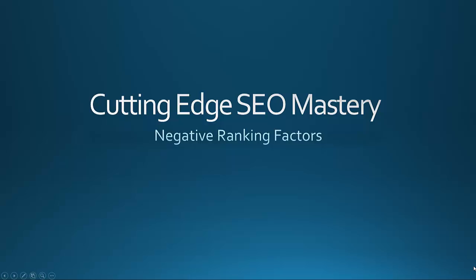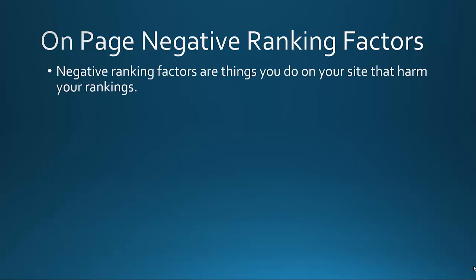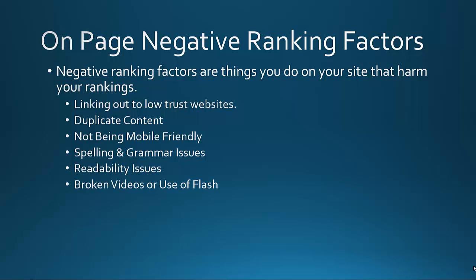In this video, we will discuss negative ranking factors. Negative ranking factors are things that you do on your website that actually are harming your rankings, meaning you're making it difficult for you to rank high within the Google search engine, the Bing search engine, or the Yahoo search engine. Here are some of those methods: linking out to low trust websites, duplicate content, not being mobile friendly, spelling and grammar issues, readability issues, broken videos or use of Flash, and ignoring the canonical URL.